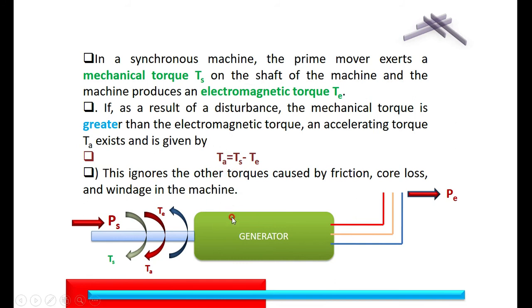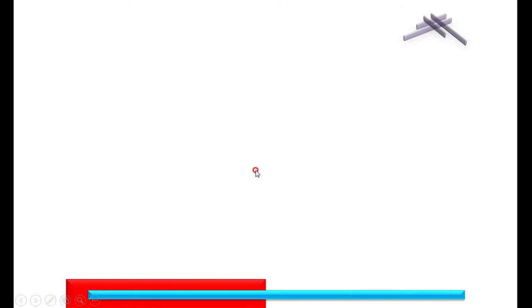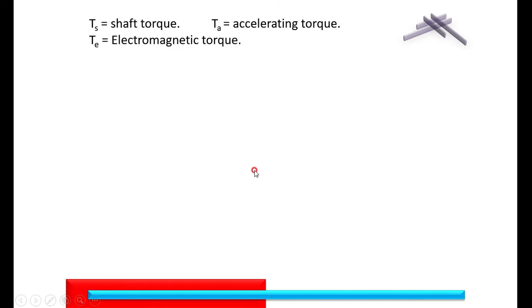TA is possible only when the input is greater than the output. Therefore, in terms of the torque equation, TA is equal to TS minus TE, that is, the input minus the output torque. TS is the shaft torque, whereas TA is the accelerating torque. However, TE is the electromagnetic torque. It is electromagnetic, not mechanical.